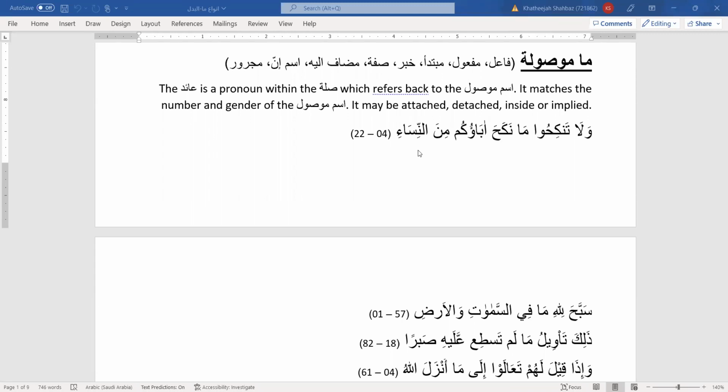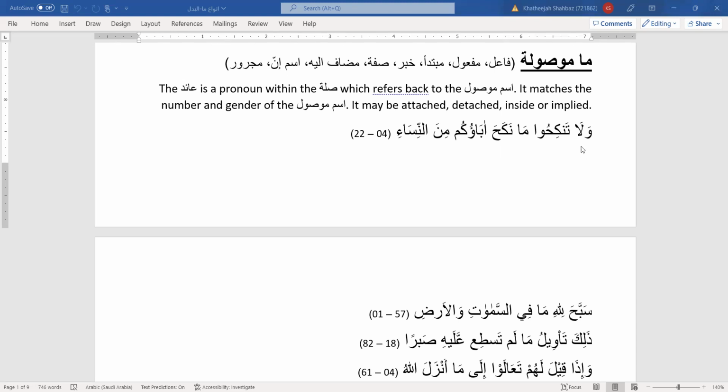It is khabar. It's maf'ul. So Allah is maf'ul. You see, Allah is saying you all don't marry. It generates a question: don't marry who? Ma nakaha aba'ukum minan nisa is answering that question. It is maf'ul. So maf'ul, this is a bihi.